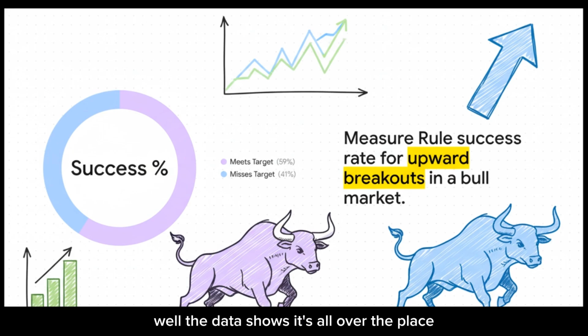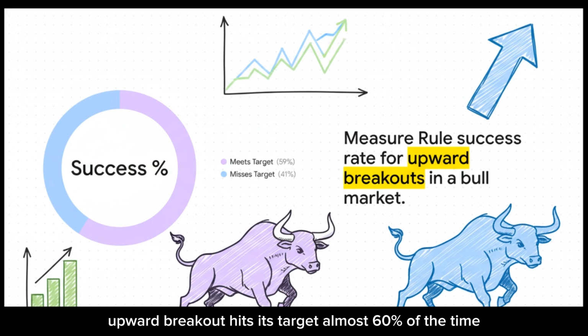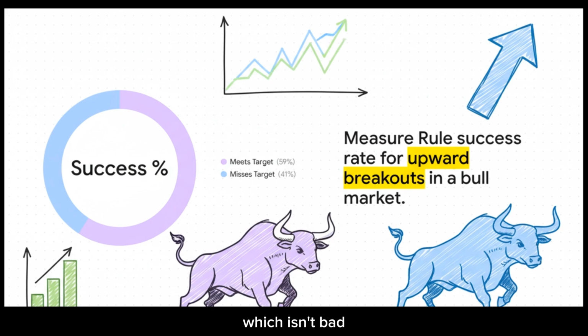Well, the data shows it's all over the place. In a bull market, an upward breakout hits its target almost 60% of the time, which isn't bad. But look at a downward breakout in a bear market. That success rate plummets to just 31%. The source material itself calls this dismal, which tells you everything you need to know. This rule is a rough estimate, at best.